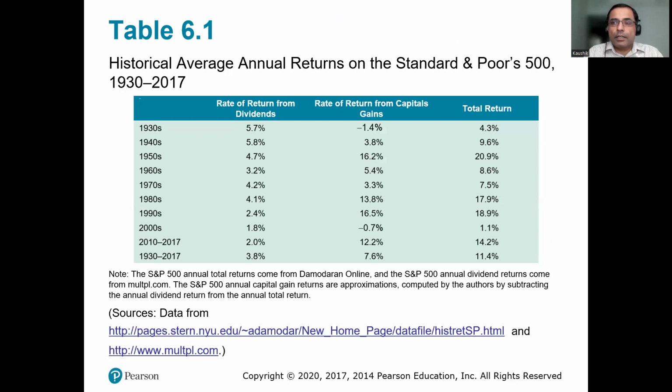So these are the total return during different decades. Total return means return from dividends as well as return from capital gains. And we notice that it is generally positive in different periods of time.